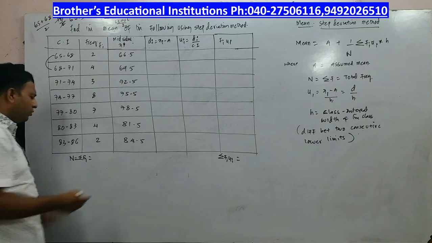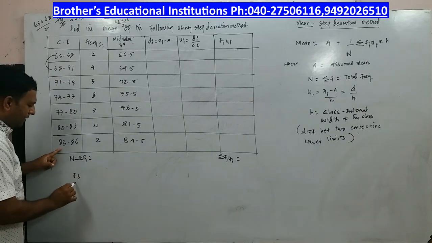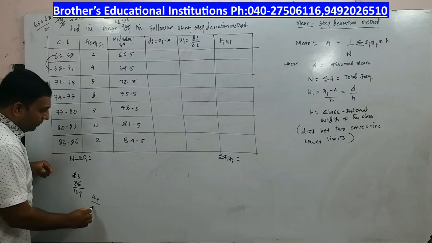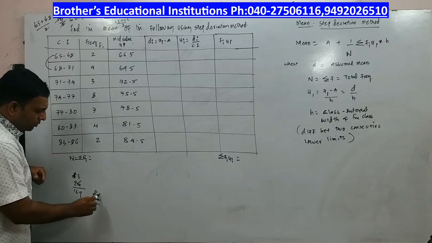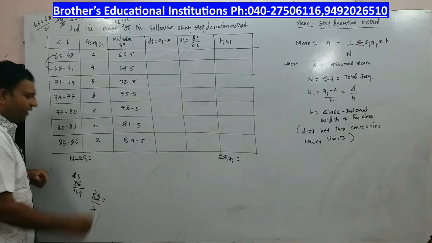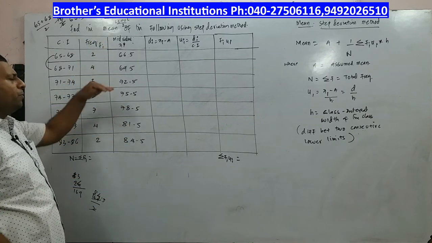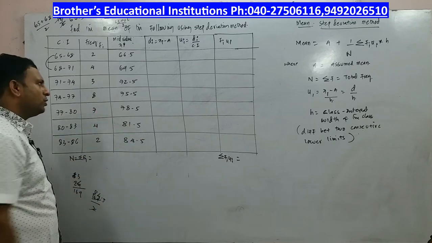And the last one you check. 83 plus 86 divided by 2. What is 83 plus 86? 6 plus 3, 9. And 8 plus 8, 16. If I divide 169 by 2, 2 8s are 16, 2 4s are 8, and 1.5. So 84.5 is verified. So children, that is how you calculate the mid value. Once you plot the mid value, the main part of the problem is over.